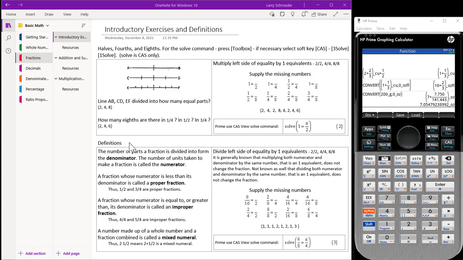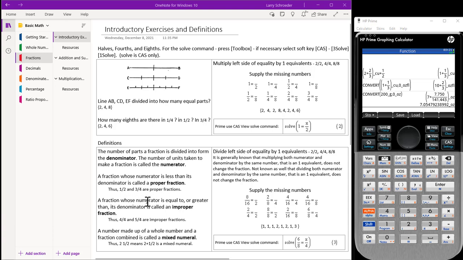Let's look at the definitions. The number of parts a fraction is divided into forms the denominator. The number of units taken to make a fraction is called the numerator. A fraction whose numerator is less than its denominator is called a proper fraction. Thus, 1/2 and 3/4 are proper fractions.